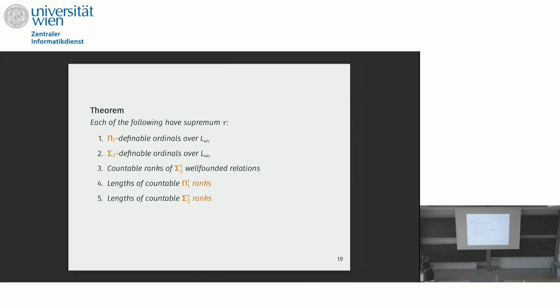And then you can compute the lengths of certain of these Π¹₁ ranks, Σ¹₂ ranks. Those that are countable, the supremum is precisely tau. And well, one step of the proof is to construct long ranks. I won't say anything about that. And the other one is to bound them, and this is by just bounding Σ¹₂ well-founded relations.